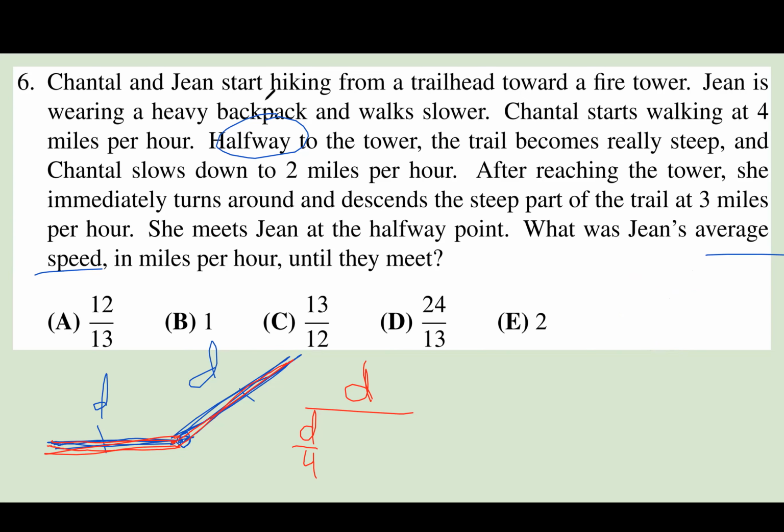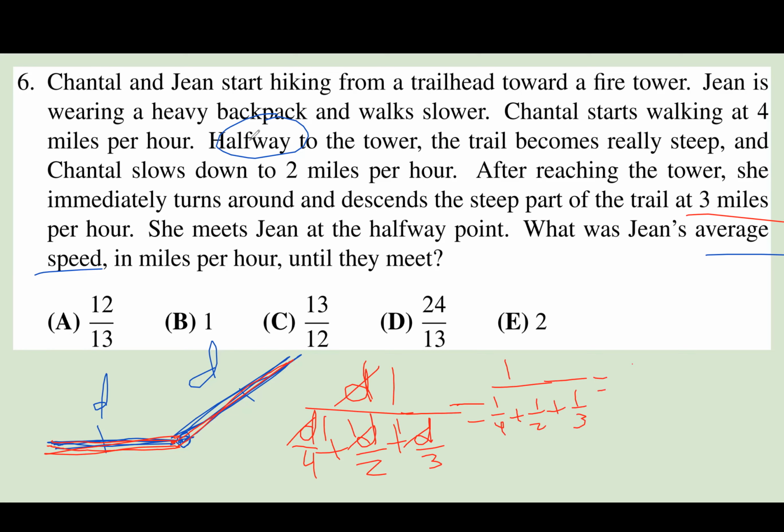And then for the second part, going up the hill, she only went 2 miles per hour. So now she went D over 2 hours. And then for the last part, she did 3 miles per hour, so it's going to be D over 3. By that point, that's when she meets Jean, so Jean has been walking for that whole time. This should give us Jean's average speed. Notice how we can cancel out the D's, leaving ones in every space. So we need 1 over 1/4 plus 1/2 plus 1/3.